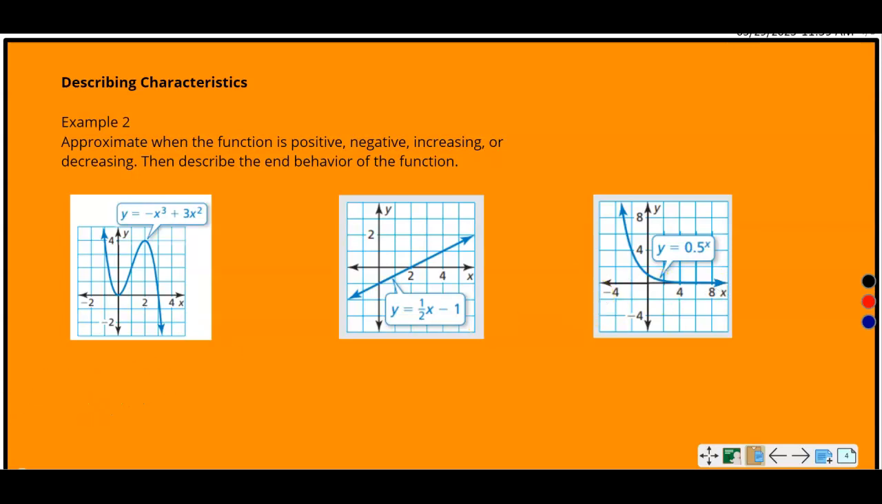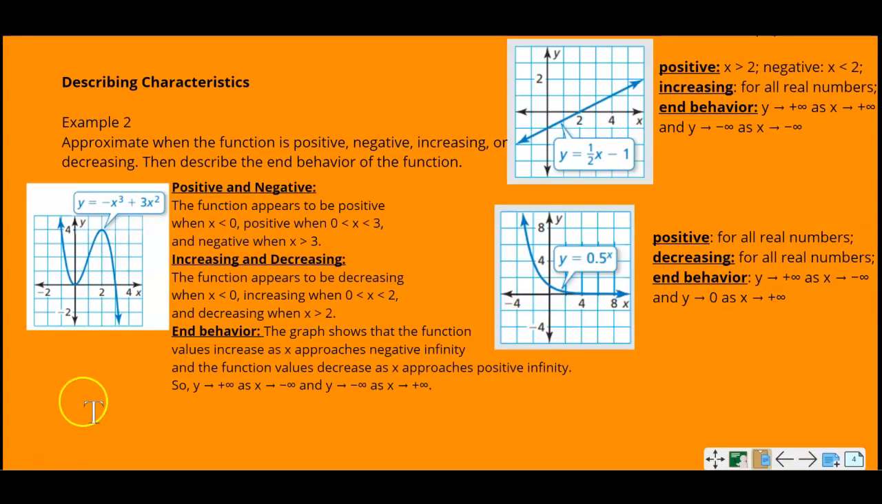All right, I'm going to take a second and write this information down so that you have it for your notes. All right, I had to move these around a bit to get all the answers on here, but as you can see, positive and negative: the function appears to be positive when x is below 0, and again from 0 to 3, which is what I said before, and then it appears to be negative for all x's greater than 3, so that's how this would be represented.